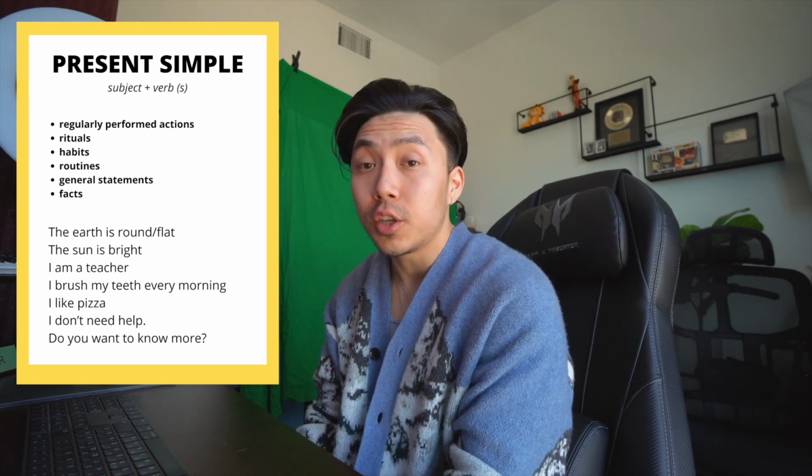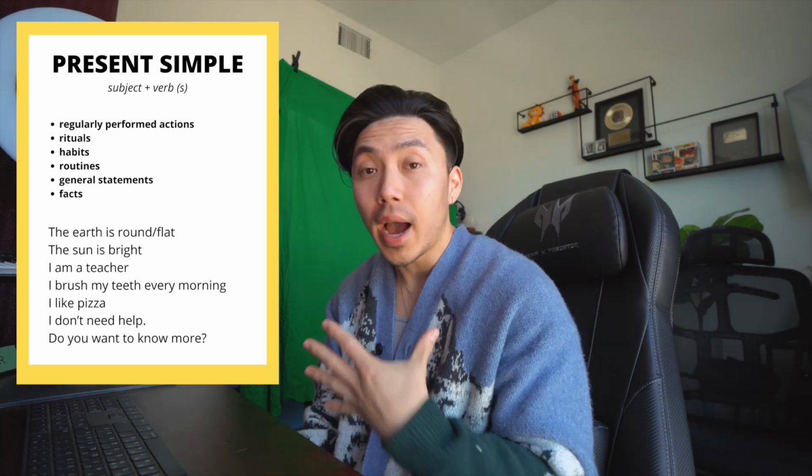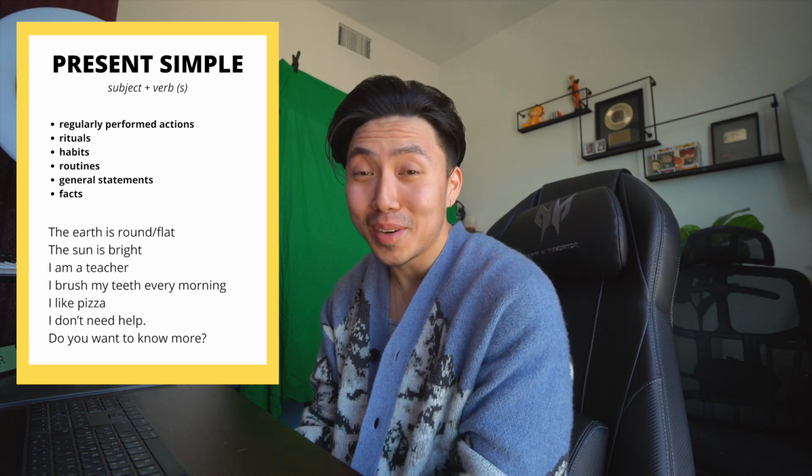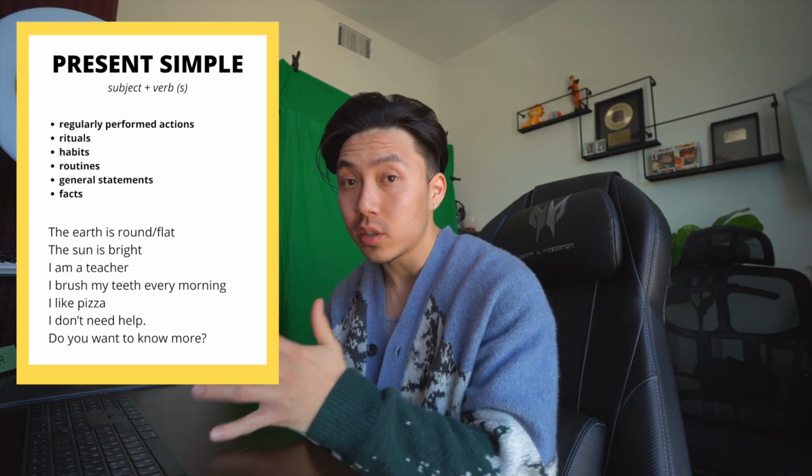We also use present simple for general statements and facts. The earth is round or flat, whatever you want to believe in. We can argue about it all day, but we cannot argue the fact that it's present simple. The sun is bright. That's present simple. That's just a general statement, general fact. I am a teacher. Present simple as well. I brush my teeth every morning, and so should you. But I brush my teeth every morning is present simple, and that is my routine, my habit, my ritual, an action that I perform at a certain type of frequency.